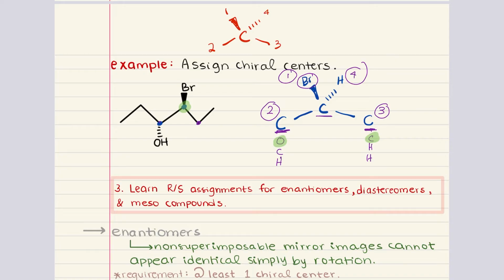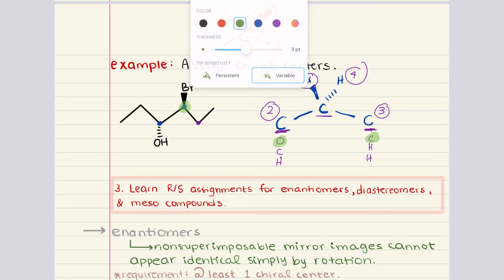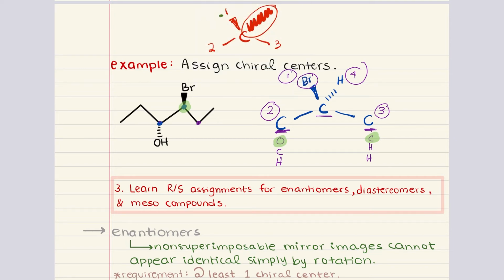Now, the fourth step is where it becomes important to recognize where our fourth group is. We want it to be pointing away from us on a dash, and it in fact is. When this is the case, we can ignore group 4 and then draw our arrow from priority 1 to 2 to 3. This is counterclockwise, which means it gets assigned an S configuration. So this chiral center is an S configuration.